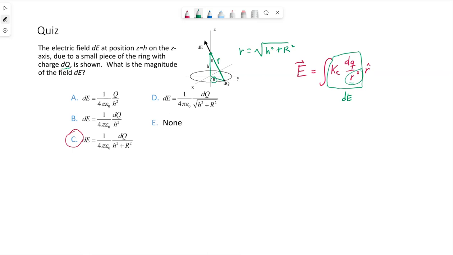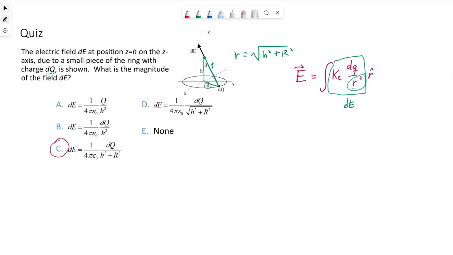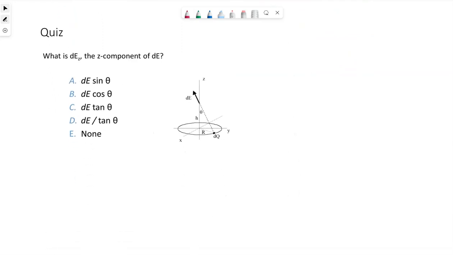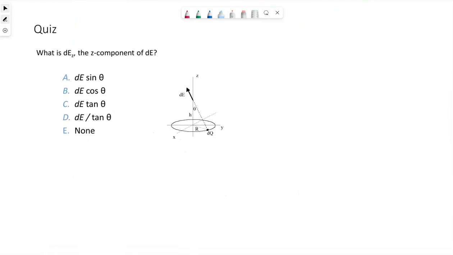So this is the first step. I have another question to go along with it. Here is our next question. What do you think about this one?